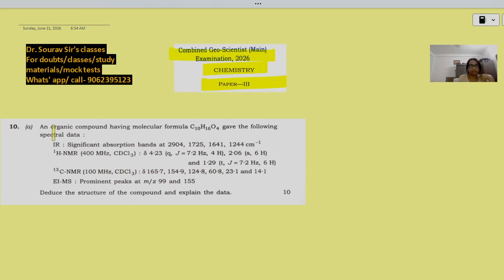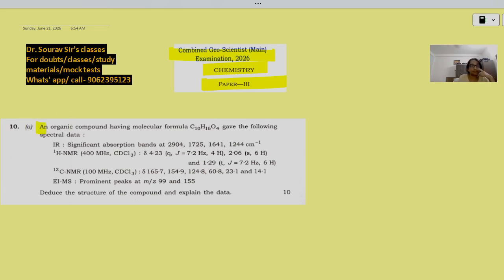Now let's start our question. This question is from Analytical Chemistry, and different types of spectroscopy are used in it. It is a very interesting question because it depends completely on spectroscopic techniques.